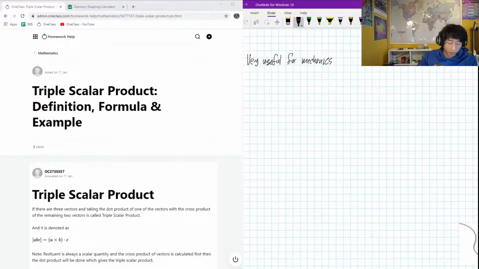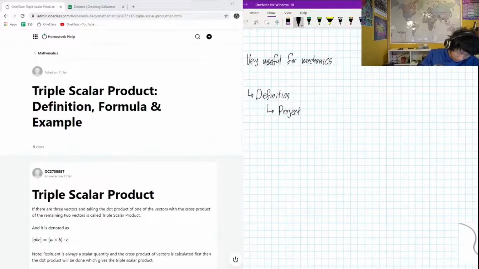But basically what it means is, the definition is, it is the projection of a cross product onto a unit vector, or along a line, a specified direction. Projection of a cross product on a direction vector.